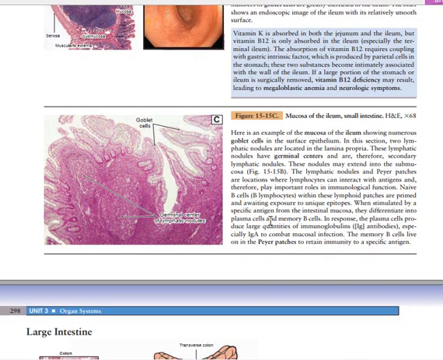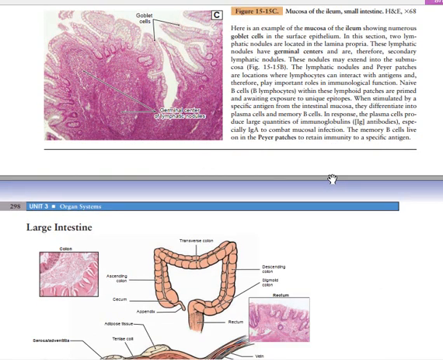So if there is no intrinsic factor produced by the parietal cell, vitamin B12 is not going to be absorbed, and then the patient is going to suffer from megaloblastic anemia and neurologic symptoms like peripheral neuropathy. Those are the diseases that the patient will suffer from.